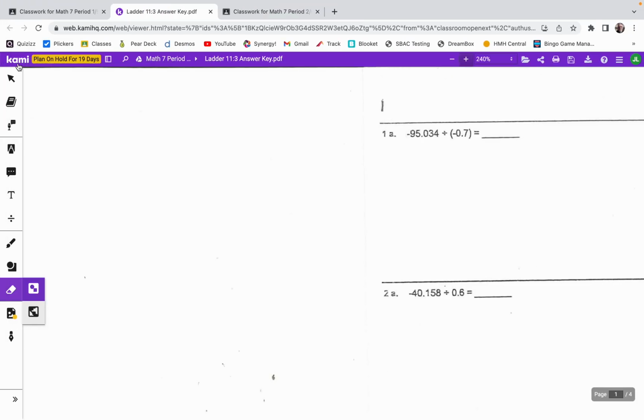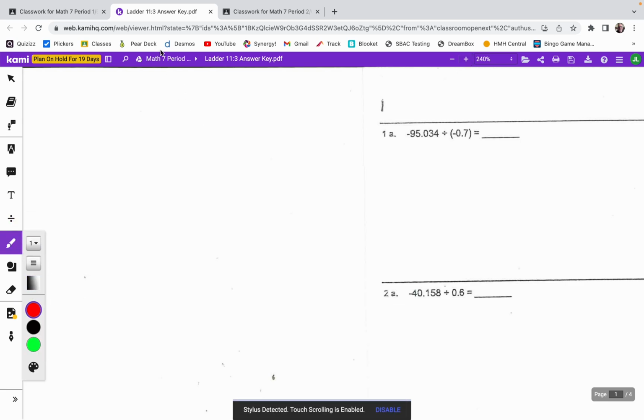This is an answer key and explanation for the ladder that we did on Thursday, November 3rd. And here's the first problem. It is a negative divided by a negative, and the answer is going to be positive. So we'll just put a little positive right there.